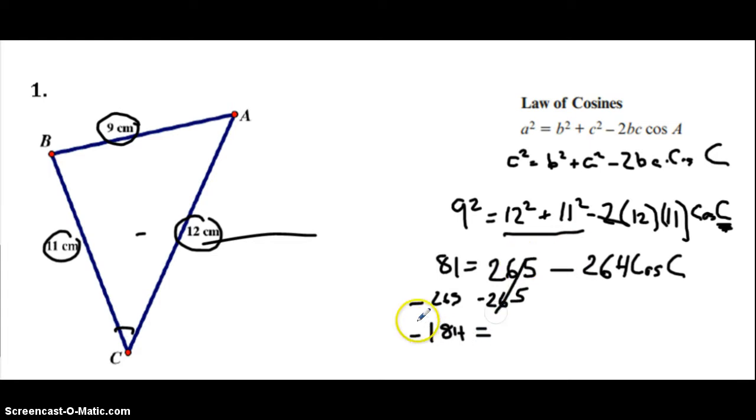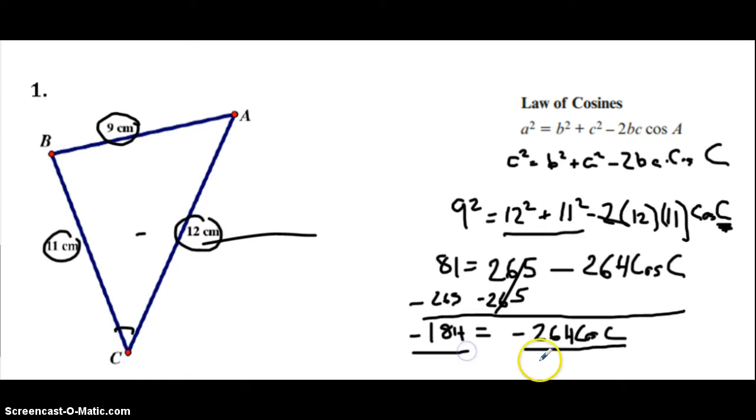So we do that. And that equals negative 264 cosine C. We divide now, because we're solving for cosine C, so I divide by negative 264, divide by negative 264, and we get a fraction. So this would say this. It's the cosine of C equals 23 over 33.